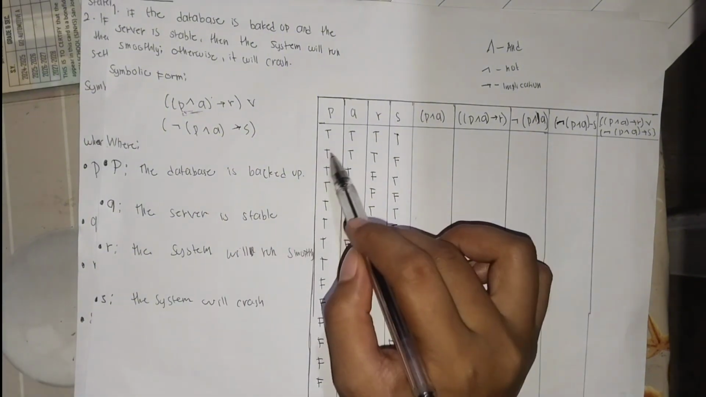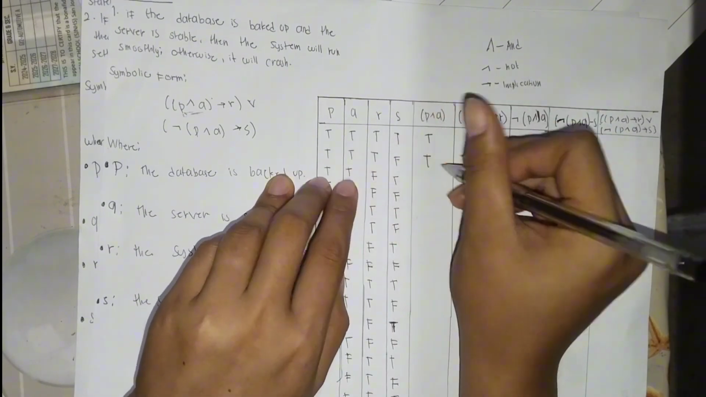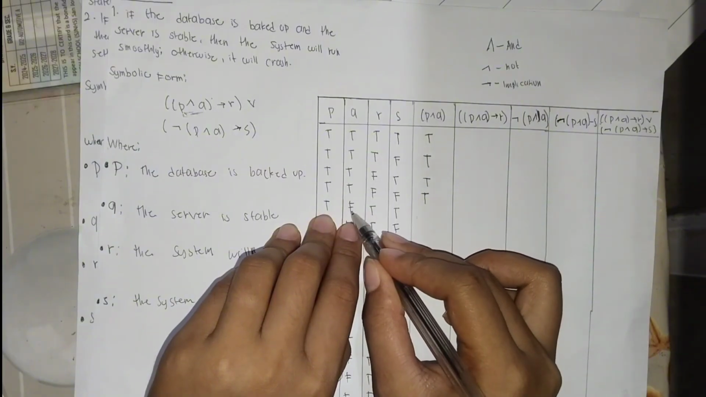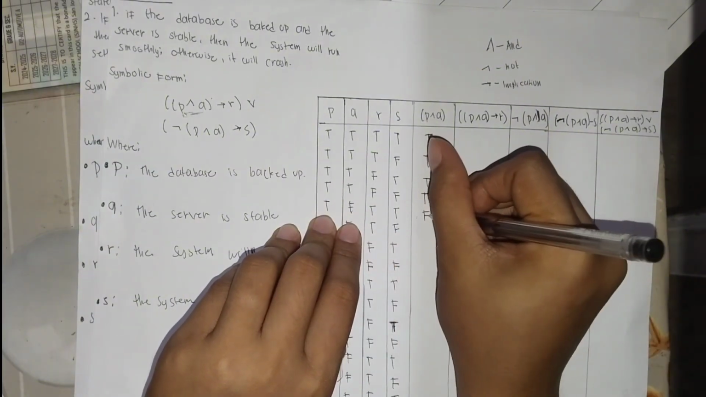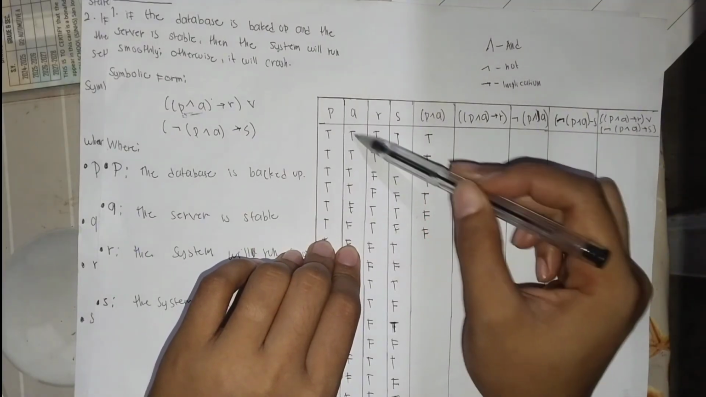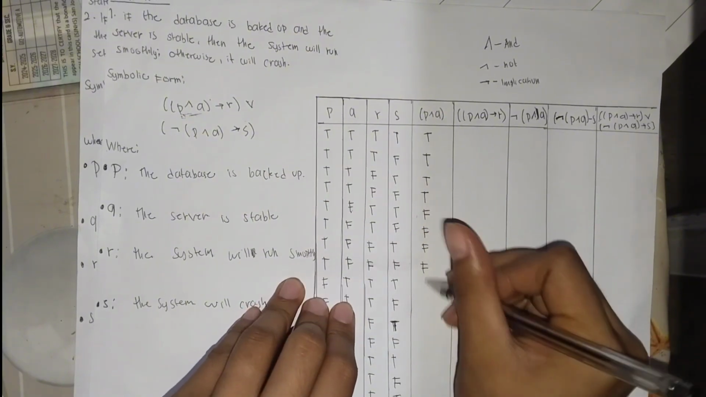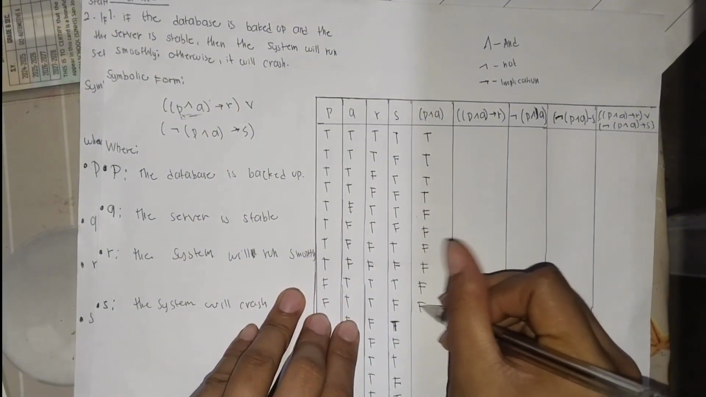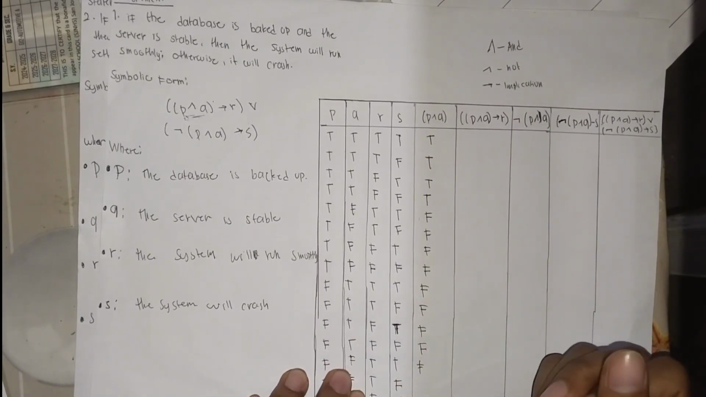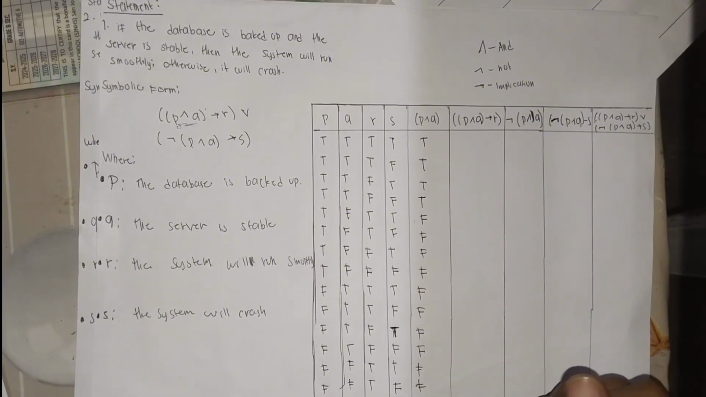True and true, of course true. Then true and true, true. Then true and true, true again. Then where there is a false, the result is false. Where one is false, it's false. Both false, of course false. Then false again, then false.